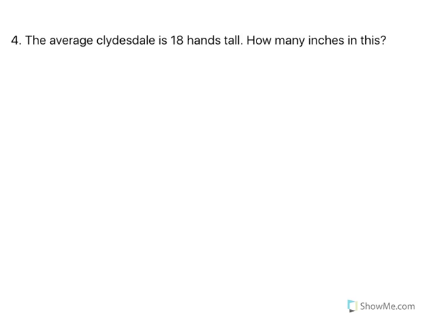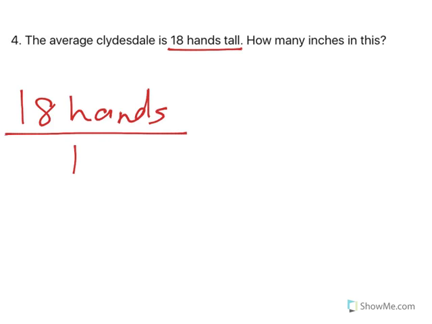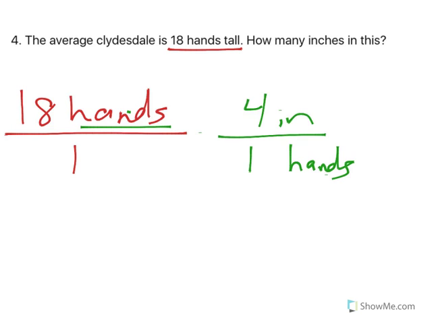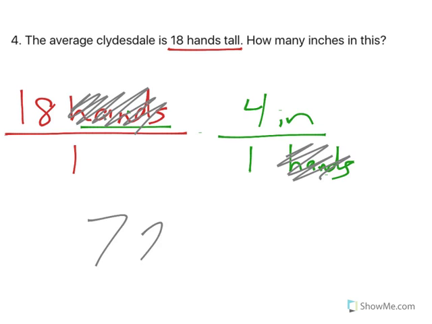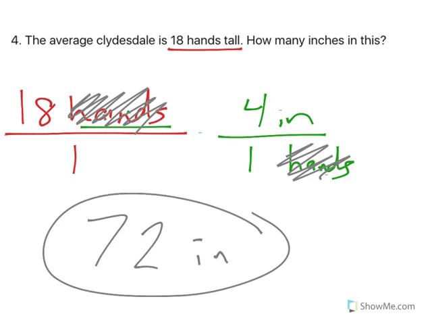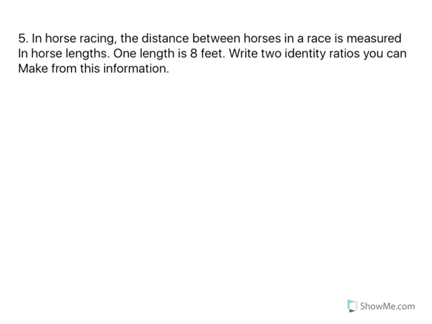The average Clydesdale is 18 hands tall. How many inches is this? I'm starting with 18 hands. Put it over 1. So, hands in the numerator, to get rid of it, hands in the denominator, right? I always start with my label because that's how you know where things go. And then I know that 1 hand is 4 inches. I use those identity ratios, and the hands label goes away. 18 and 4 are both in the numerator, so I multiply, and I end up with 72, and my label is inches.